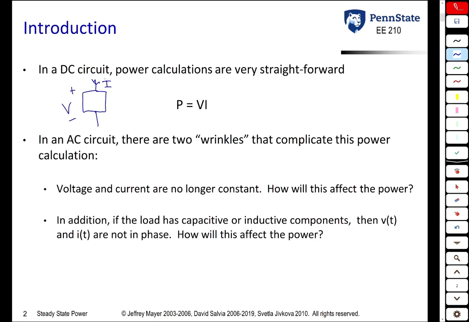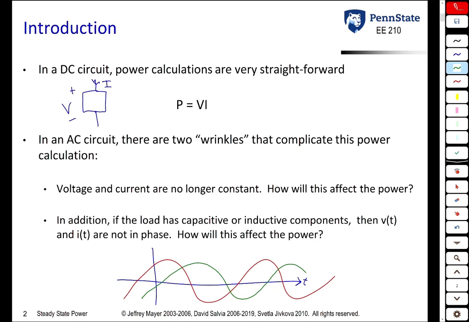The second complication is we see that when you have circuit components that are capacitors or inductors, it causes the current and voltage to not be in phase. So the question is, how will this affect the power? For example, you might have the voltage across a component, looks like that, and the current through a component will be out of phase.